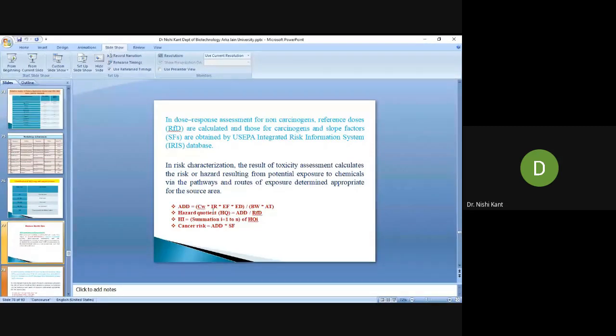Carcinogenic risk was evaluated as the incremental probability of an individual developing any type of cancer over a lifetime due to carcinogenic exposure. In this formula, cancer risk, where ADD is the daily intake averaged over 70 years in mg per kg per day, and SF is the slope factor that is expressed in mg per kg per day. Slope factor is again originated from the risk-based concentration, US EPA 1993.